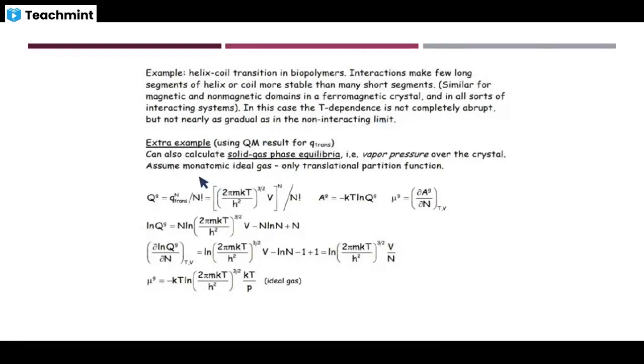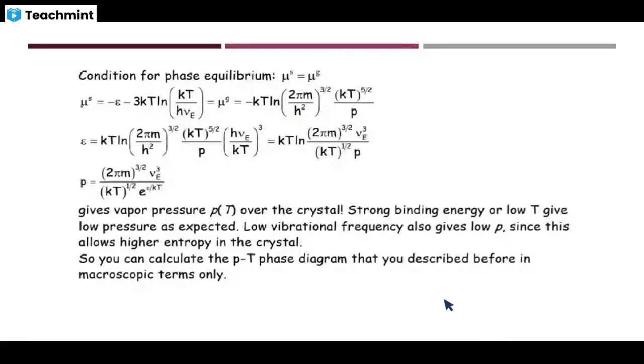An extra example using the quantum mechanics result for Q translational. We can also calculate solid-gas phase equilibria, the vapor pressure over the crystal. Assume a monoatomic ideal gas, with only the translational partition function. Then Q is Q translational to the power N divided by N factorial. If you do the calculation, you get the answer. The condition for phase equilibrium is that the chemical potential should be the same for solid and gas. So do the mathematics.